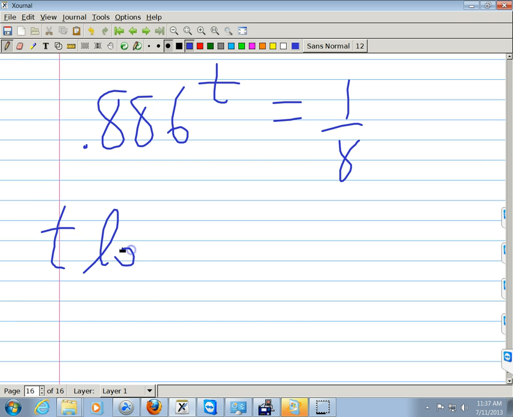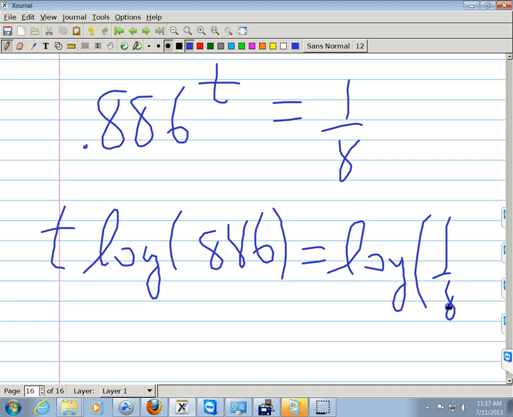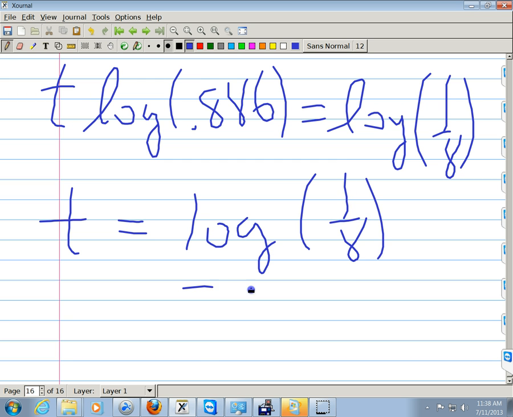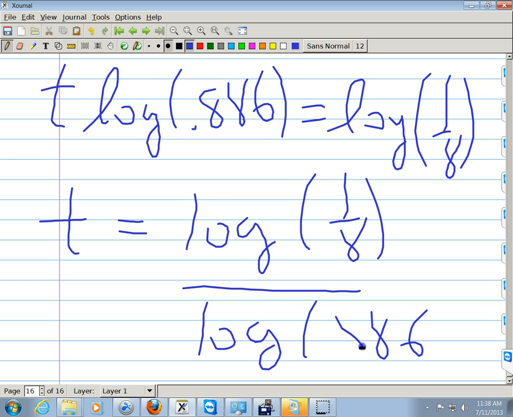All right, so it's t times log of 0.886 equals the log of 1/8. So how to get t alone? You're almost done. One more step. Divide by the log of 0.886. It's just a constant multiple of t, like mx or mt. Get rid of the m. This is a linear equation. Get rid of the slope. So t is in fact the log base 10, or whatever log you chose, of 1/8 over the same log of 0.886. Same base log. Got to be consistent there. And that's your exact answer.